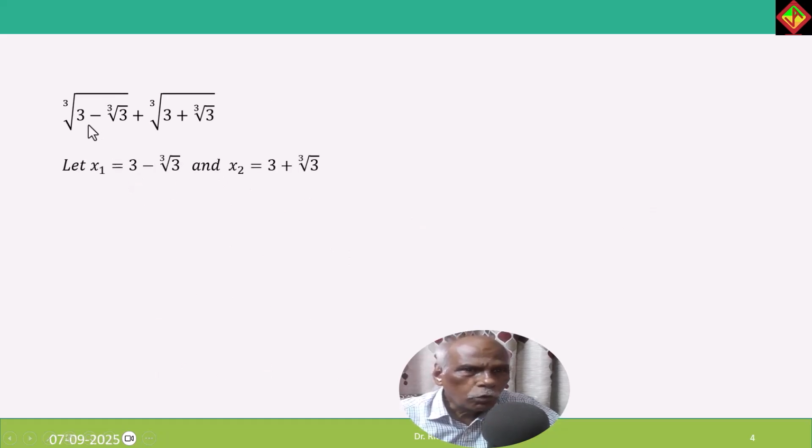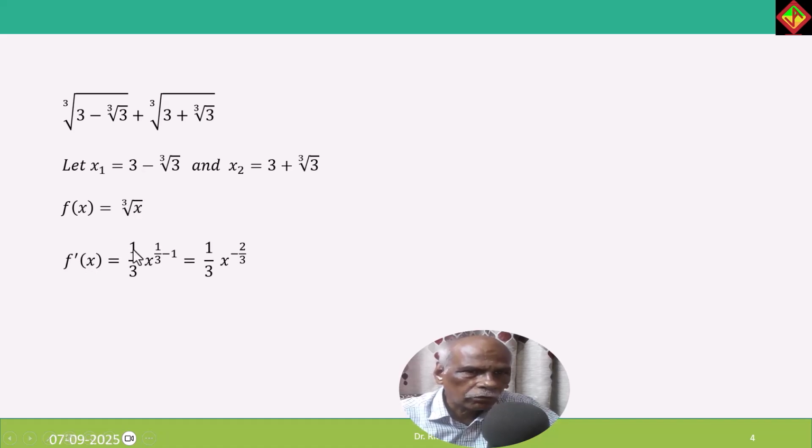ஸோ இங்கே 3 இருக்கு இல்லையா, அதுதான் லெஃப்ட் ஹேண்ட் சைட் எக்ஸ்பிரஷன். Therefore, I take this as x1, 3 minus cube root of 3, and x2 as 3 plus cube root of 3, right? அப்போ f of x is என்னது? Cube root of x, right? So f of x is equal to cube root of x. So இப்போ வந்து first differential பார்க்கலாமா?